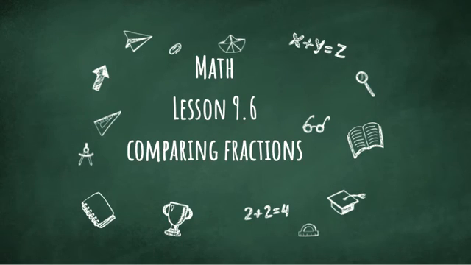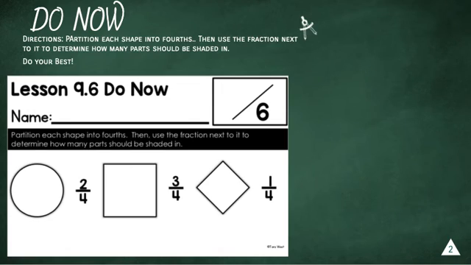Today is lesson 9.6 on comparing fractions. Let's begin with our do now. Partition each shape into fourths, then use the fraction next to it to determine how many parts should be shaded in. Do your best.